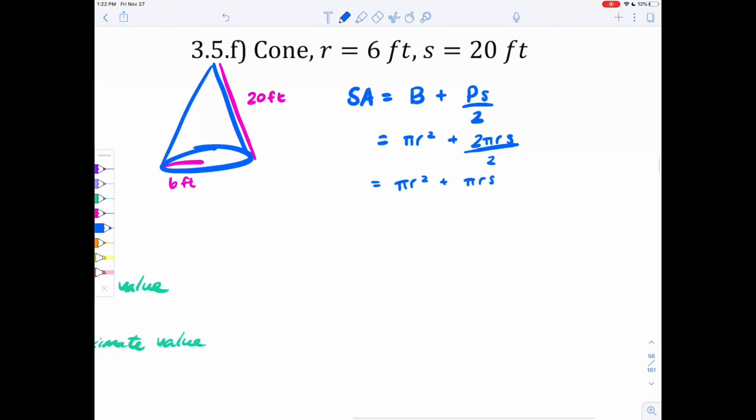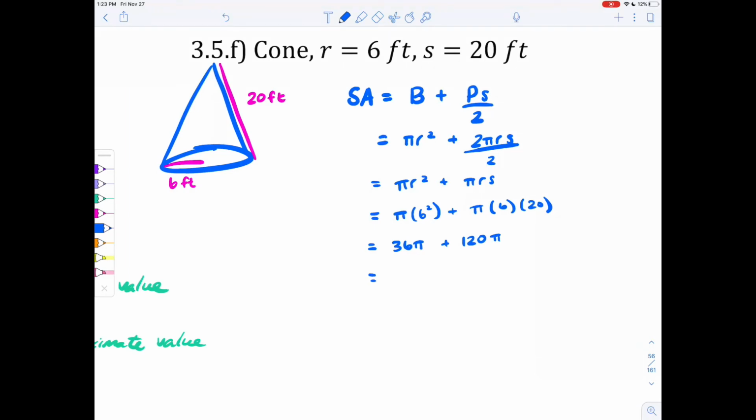Now we can plug in our values for r and s into this equation because we are ready to go. Instead of r, I'm going to write 6, so I have pi times 6 squared. And in the second term, I have pi times my radius, which is 6, times my slant height, which is 20. And here we can say, well, 6 squared is 36, so I have 36 pi. And in my second term, 6 times 20 will give me 120, so I will have 120 pi.